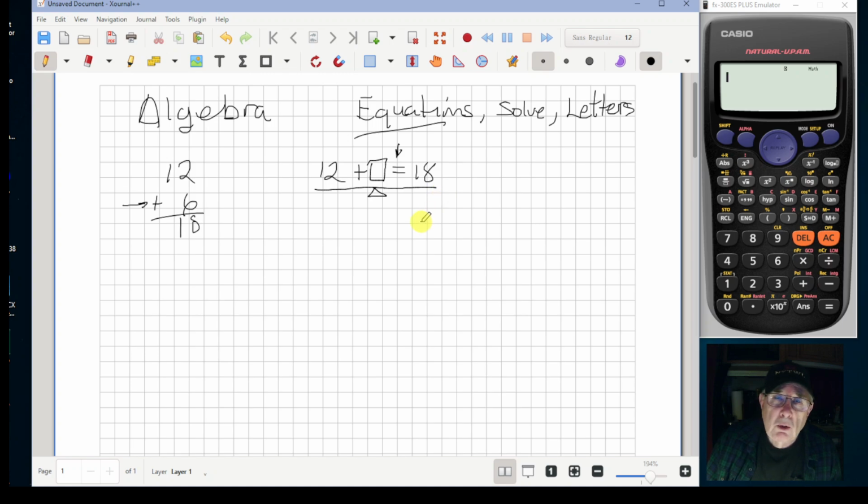So we get to the golden rule of algebra. Whatever I do to one side, I must do to the other. Never forget that. Okay. There is a very mechanical process of finding out what this box is. But let's bring in our idea of letters.